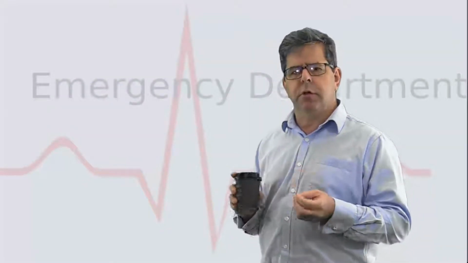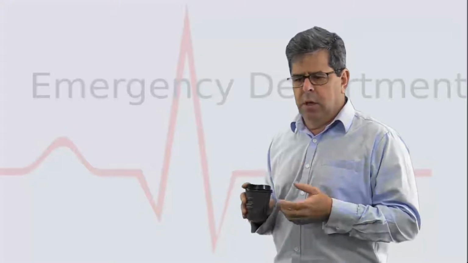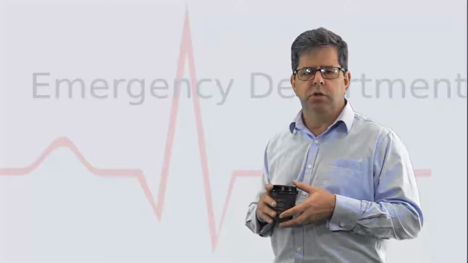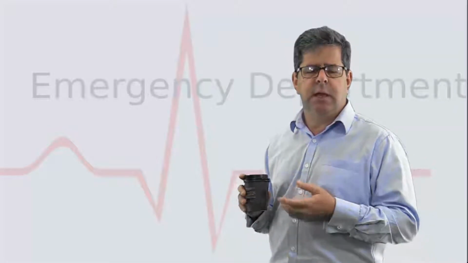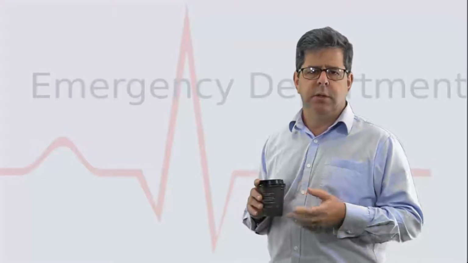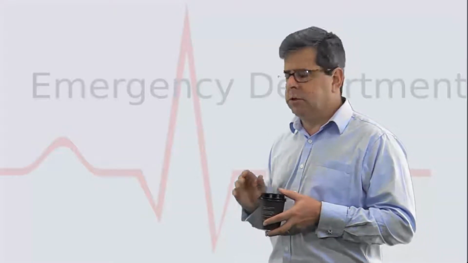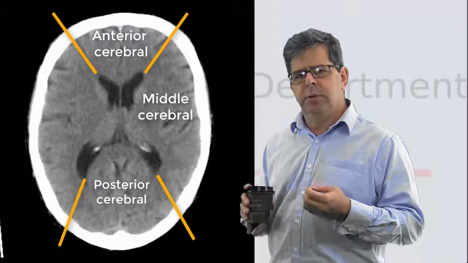Okay, so let's look at strokes first. So we look at ischemic strokes. Ischemic strokes are caused by thrombosis or embolus, most commonly in the anterior circulation, and the branches, the anterior, middle and posterior cerebral arteries. Now, the distribution broadly of those you can see just up here now. So what happens when they're obstructed?